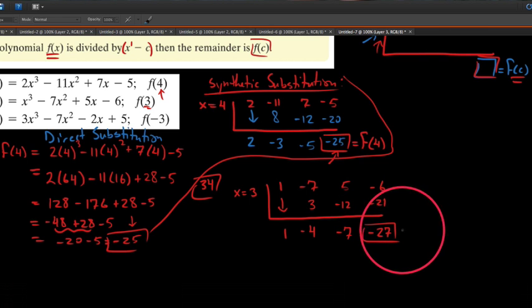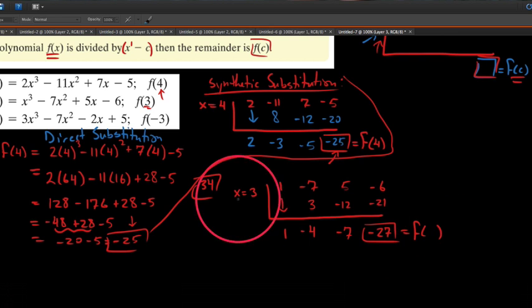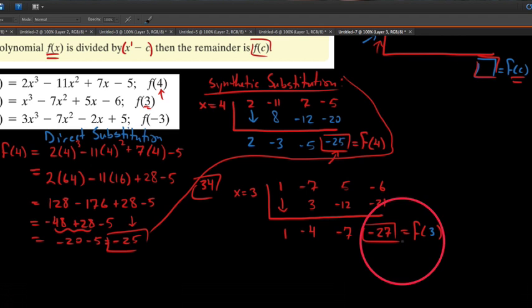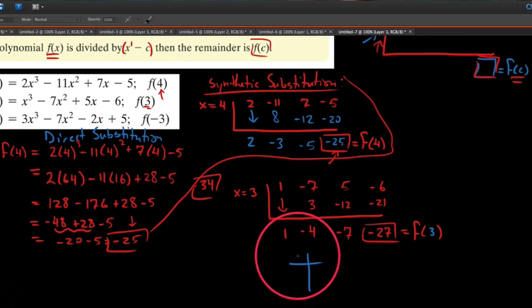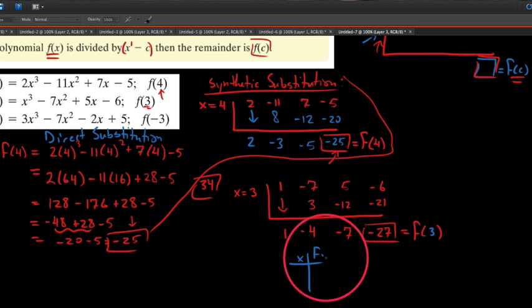Now the neat thing about our remainder is not only is it the remainder, you guys, it's actually f of whatever this x value is here. In this case, we say precisely f of 3. And so, pretty neat consequence. We could say that on our graph here, it was very easy to find out that when we plugged in 3 for an x value, we got negative 27 for a y value.